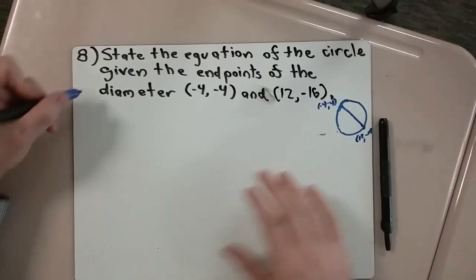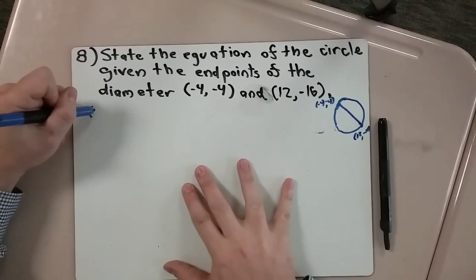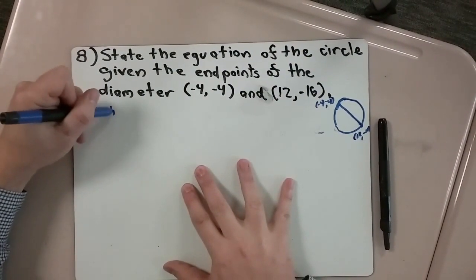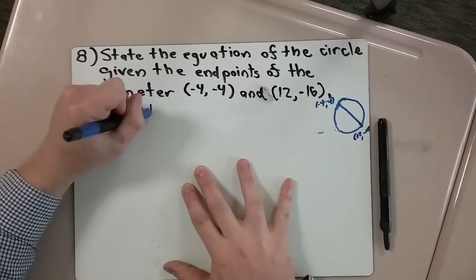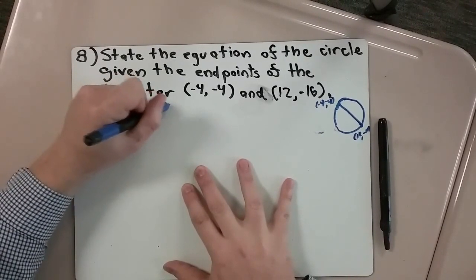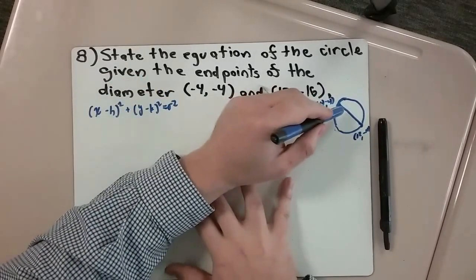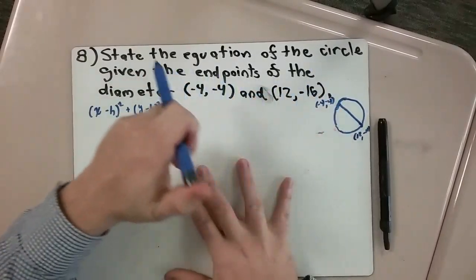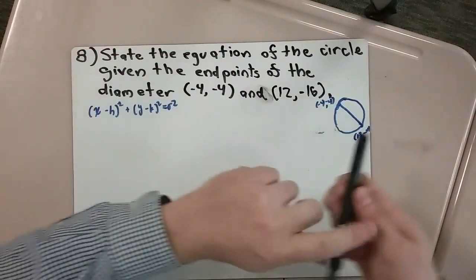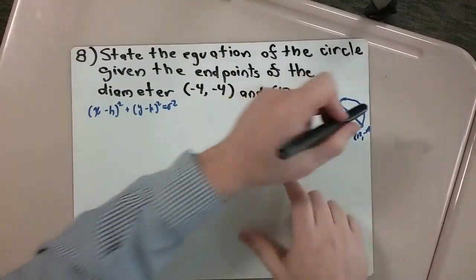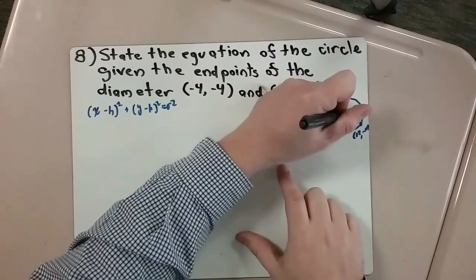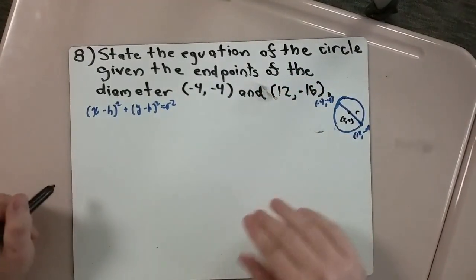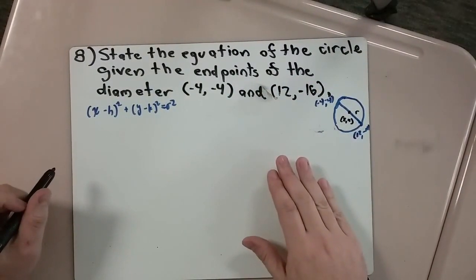And in order for me to fill this out, this (x minus h) squared plus (y minus k) squared equals r squared, I need to find the center. So I need to find the center here, which would be (h, k), and I need to find the radius. So it's a two-step problem.